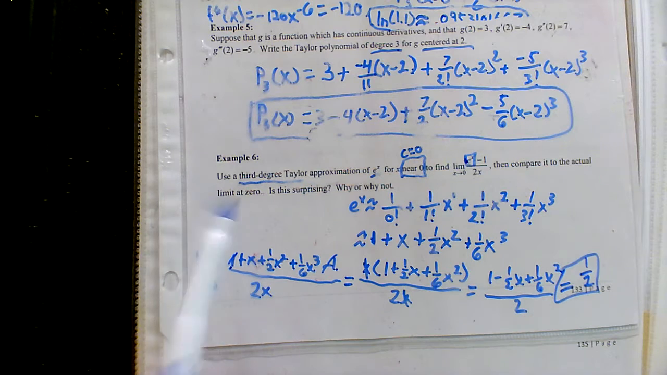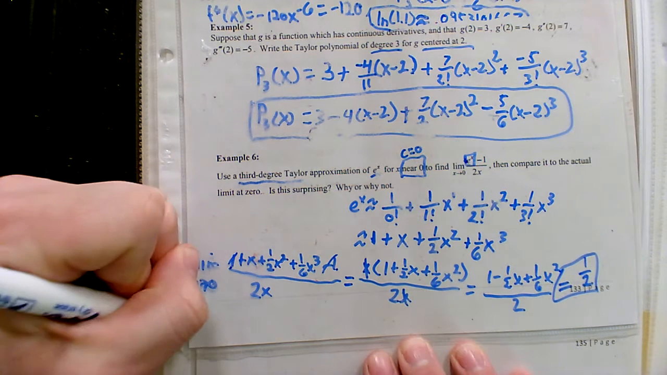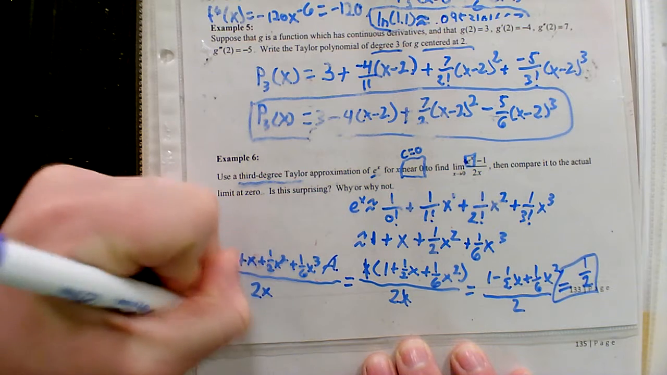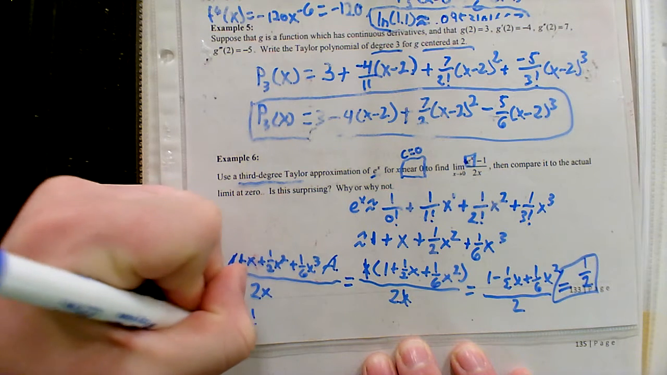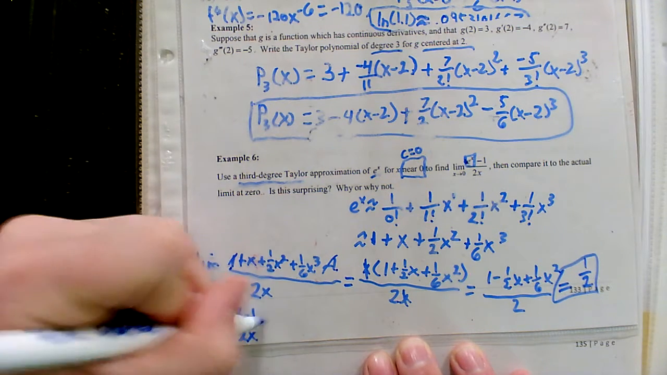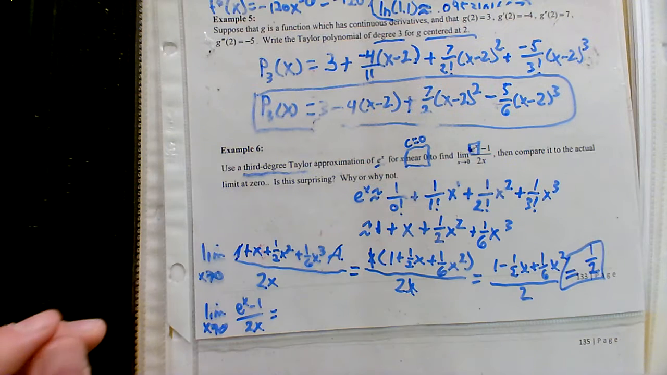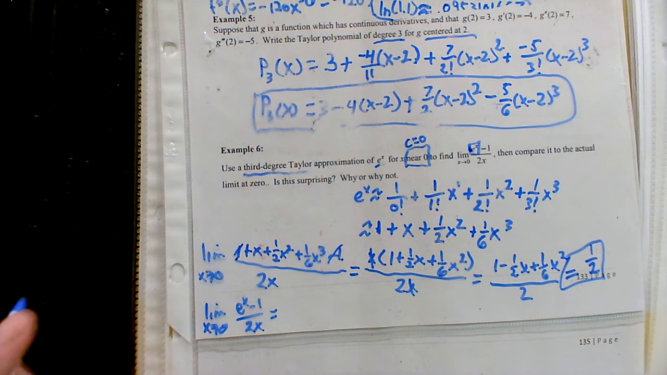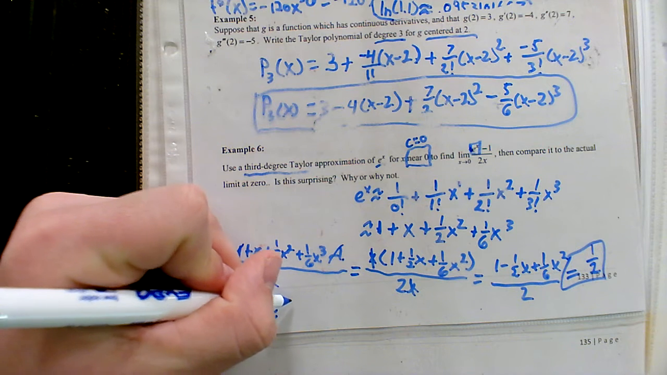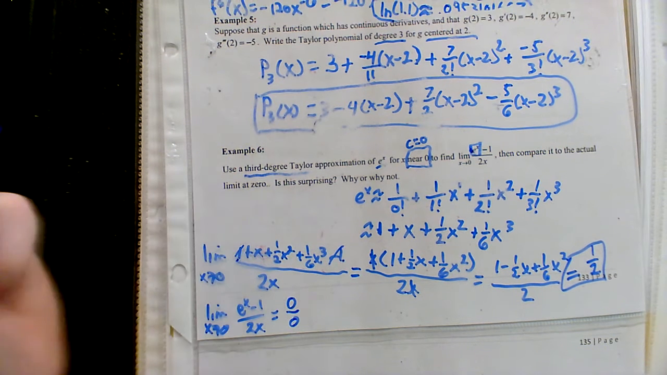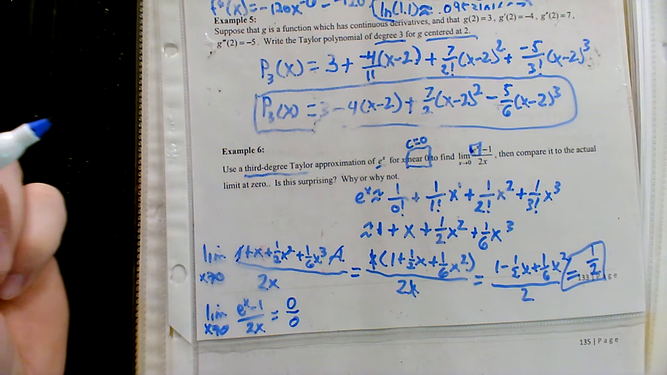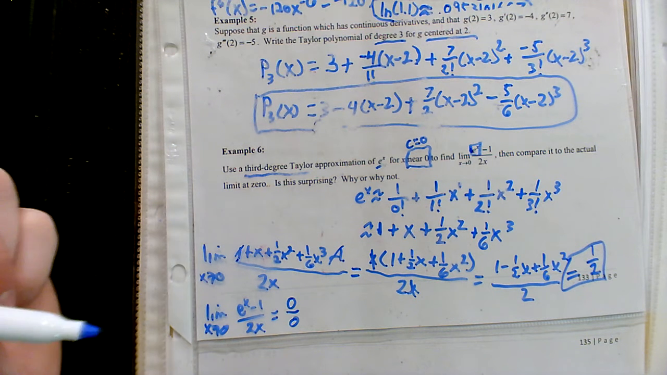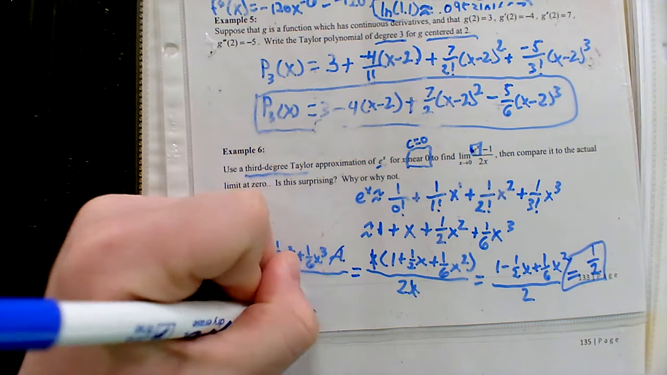Now compare it to the actual limit at 0. So what we want to do now is take the limit as x goes to 0 of e to the x minus 1 over 2x. Well, what happens if we try to evaluate the limit as it is? Yeah, we would get 0 over 0. Doesn't work. So what rule can we use to maybe help us evaluate this limit?